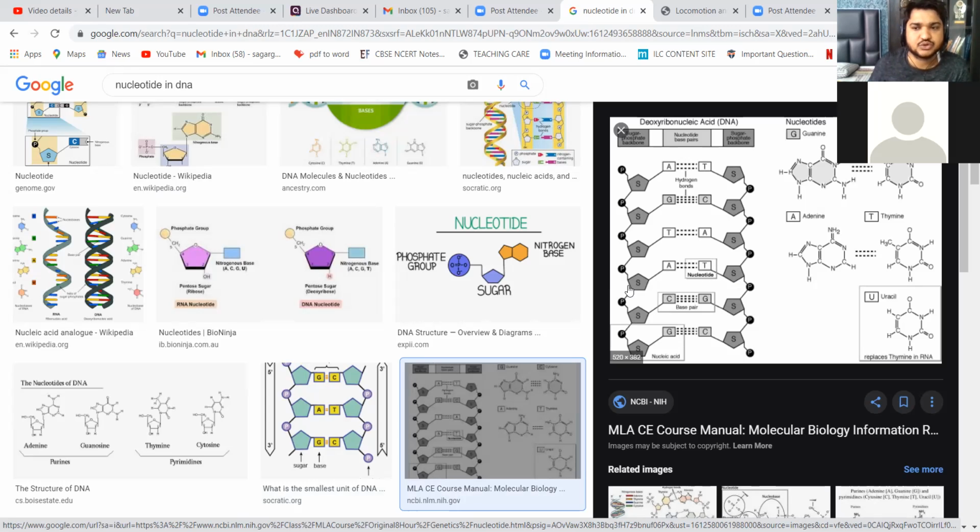So actually you should know, if I talk about the purine, purines are the double ring structure. Can you see guanine and adenine? These are the double ring structure. Can you see here?